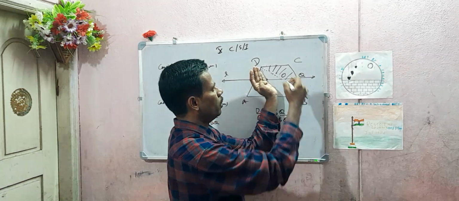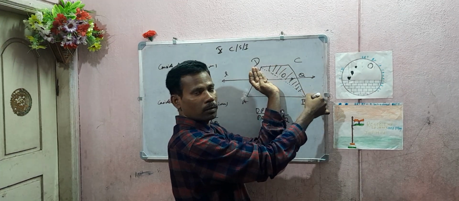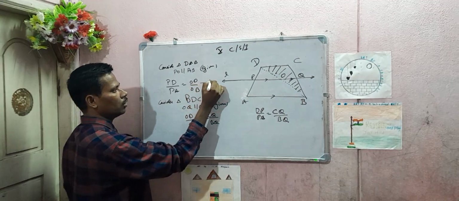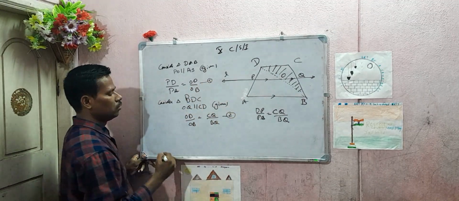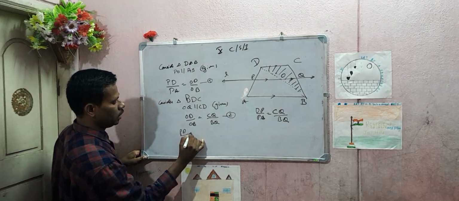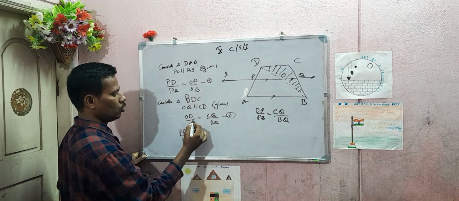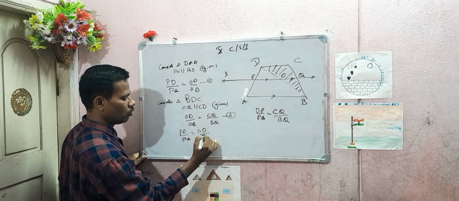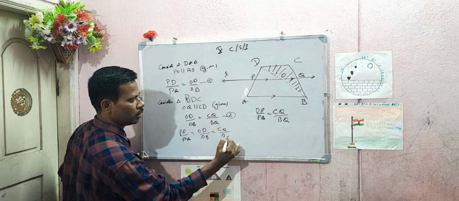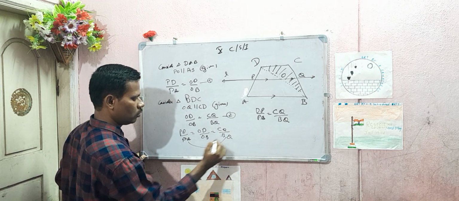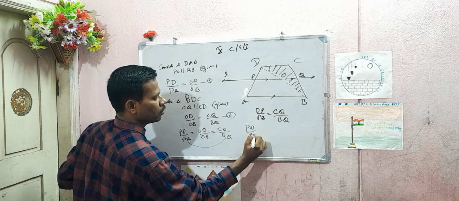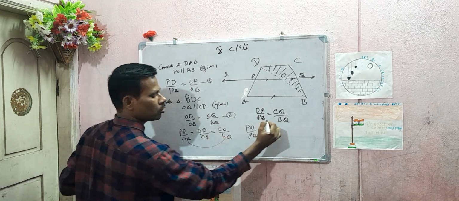Just concentrate on this part. By the basic proportionality theorem, CQ by QB. Next, mark this as 1, mark this as 2. PD by PA is equal to OD by OB, but this is nothing but what we got, CQ by DQ. Now PD by PA is equal to CQ by DQ.